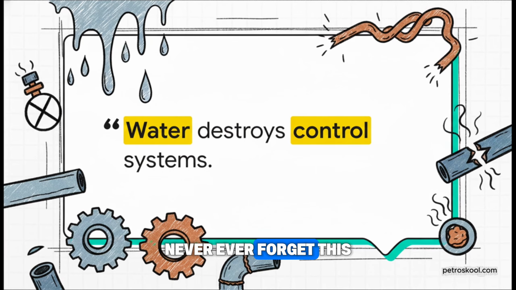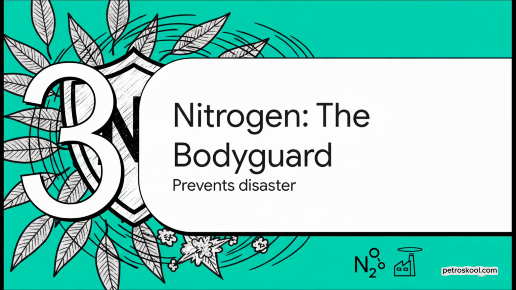Never, ever forget this. It's a simple truth, but it's a powerful one. As soon as liquid water gets into your instrument air lines, it starts causing corrosion, creating blockages, and making valves fail. It is public enemy number one for reliable plant control. Period.